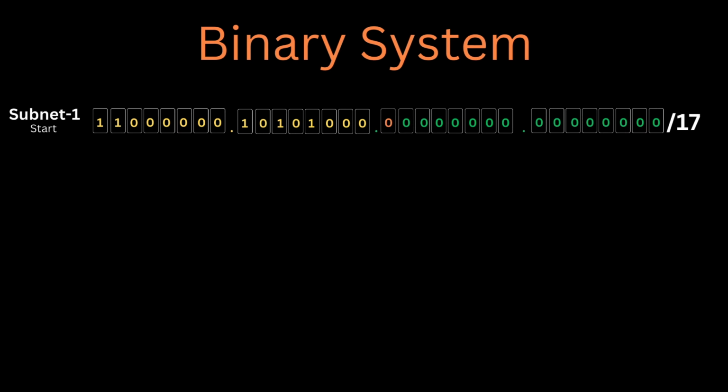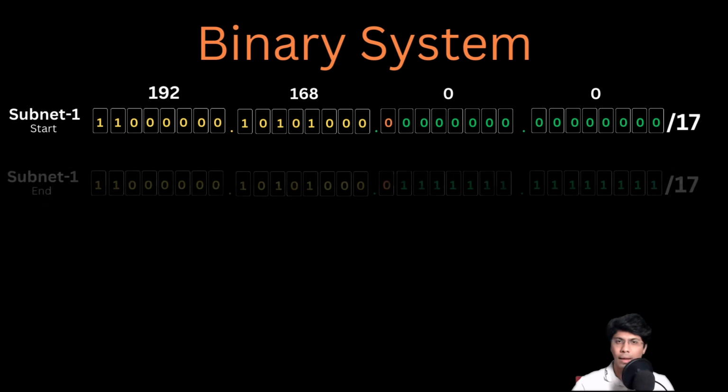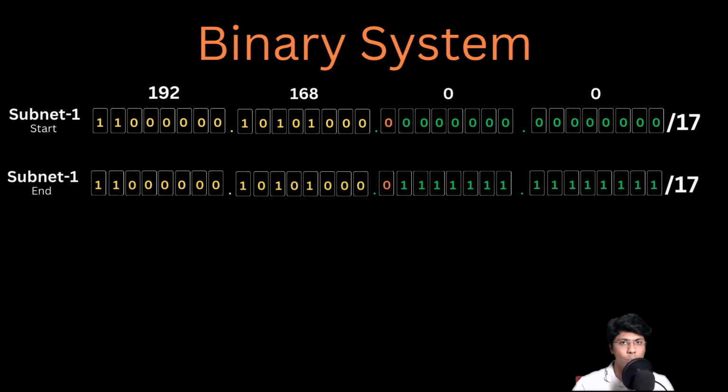My subnet 1 starting IP address will have all the host address bits set to 0. This value in decimal number system is 192.168.0.0. This is my starting IP address of subnet 1. And the last IP address of subnet 1 will have all the host bits set to 1. This value in decimal is 192.168.127.255. Now we have complete clarity on our subnet 1.